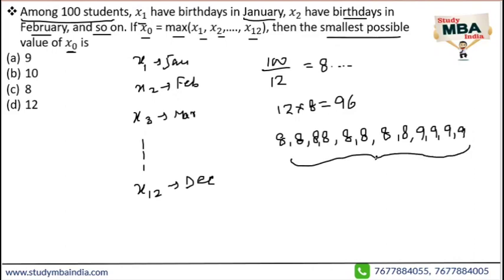So now we have to calculate the maximum among these. The maximum among these is basically 9, and that is the least possible, because the question says the smallest possible value, that's why we did this. If the question were not about the smallest possible value, it is possible that, let us say, almost 100 students have birthdays in January only, right? So for this smallest possible value we have to calculate like this. So the minimum of all the maximums, the maximum of x1, x2 to x12, will be 9. So the answer is 9.